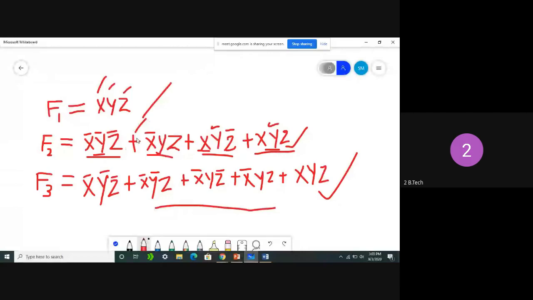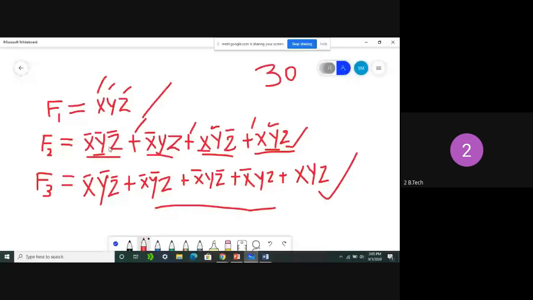Clear all of you? Yes, sir. 3 OR gates and how many AND gates? This is XYZ, a 3-input AND gate, and XYZ again a 3-input AND gate, and here also an AND gate, here also an AND gate. So how many AND gates? 4 AND gates.